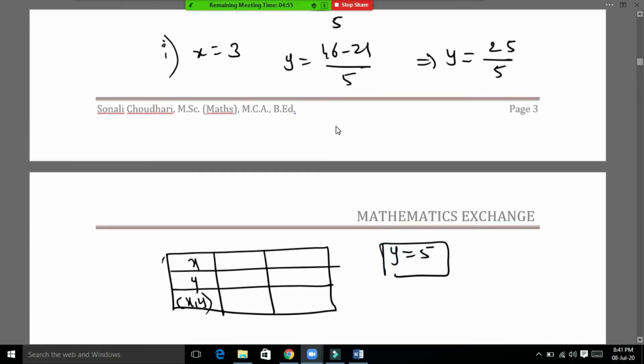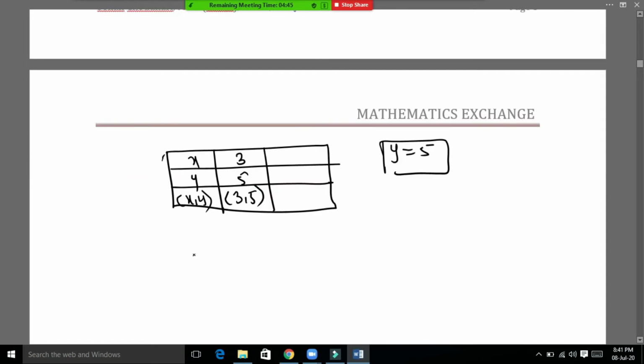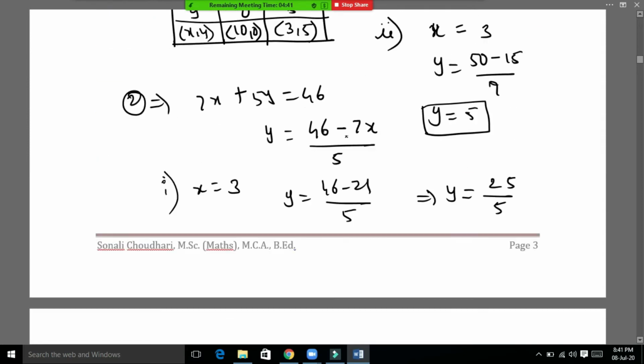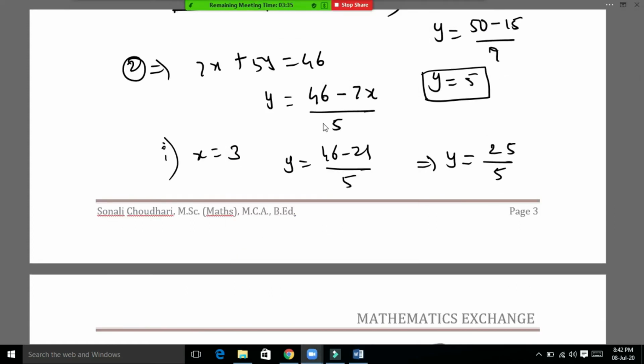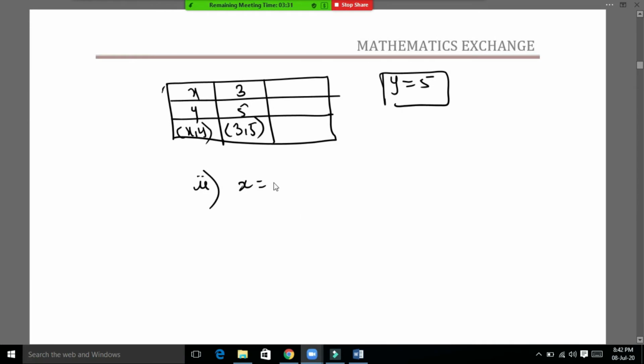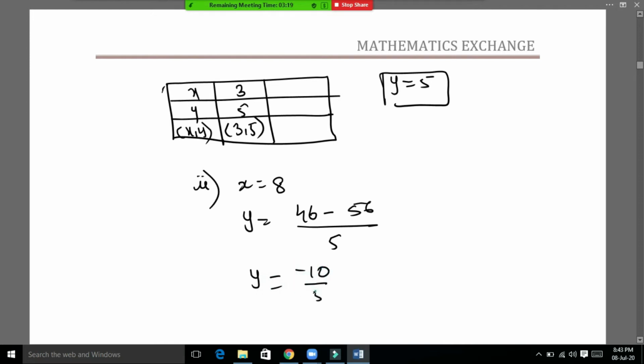So here we have calculated x is equal to 3, y is equal to 5. Now we calculate for the second values. So we have to substitute 7 8s are 56. Let us take x is equal to 8. So y is equal to (46 minus 56) upon 5. So y is equal to minus 10 by 5, that is y is equal to minus 2. So for x is equal to 8, y is equal to minus 2, we get (8, minus 2).